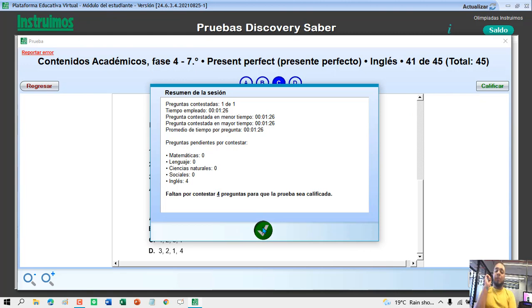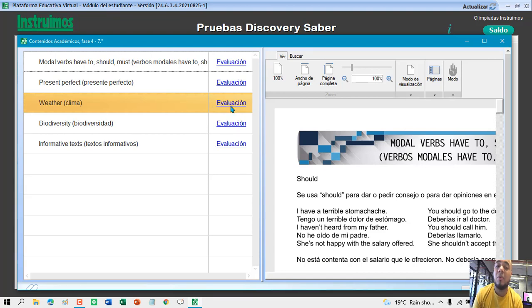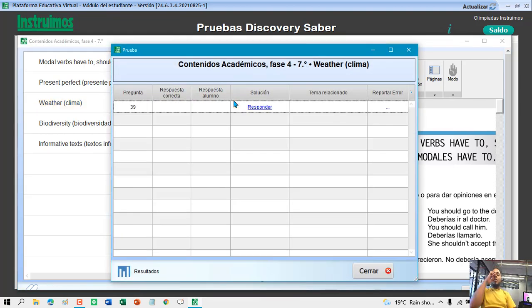Okay, we're going to go next. So let's close it down here. Now let's review some vocabulary about the weather. The weather, el clima, solo por ahí lo vimos, ¿no? Pues estudiamos el clima. So we're going to start talking about this.